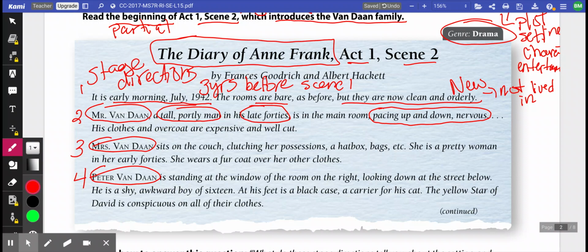This sets a very negative tone because this means he's worried. We normally pace back and forth when we're worried about something and we're trying to figure something out. All right. His clothes and overcoat are expensive, which means they're worth a lot of dollar bills. Then I've got Mrs. Van Daan. She's sitting on the couch, clutching. This is a big key word for me. Clutching is also a negative word because that means you're holding on to something tightly and she's afraid it's going to be taken from her.